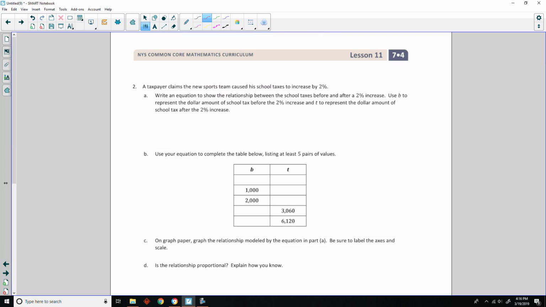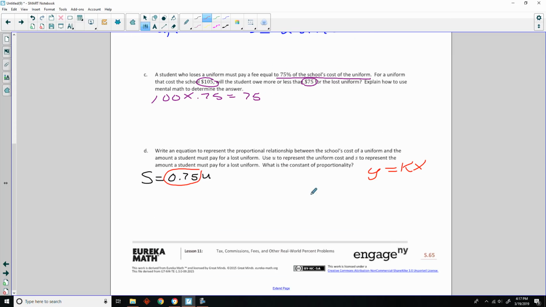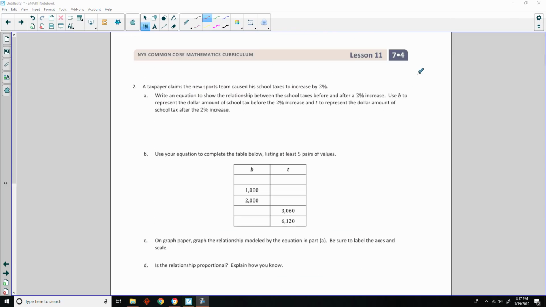Number 2. A taxpayer claims the new sports team caused his school taxes to increase 2%. Did I finish the last page? Or is there more? That's it. Write an equation to show the relationship between the school taxes before and after a 2% increase. Use B to represent the dollar amount of school taxes before the 2% increase. So B is before, T is after, to represent the amount of school tax after the 2% increase.